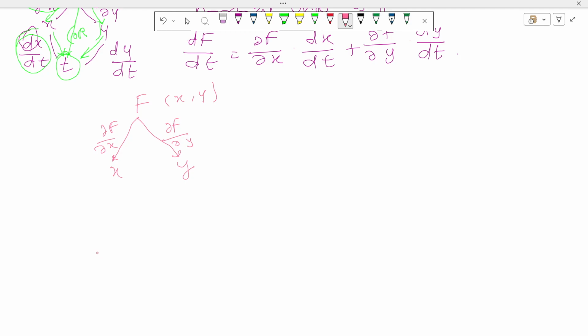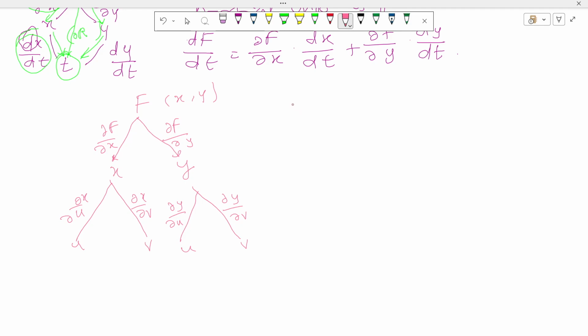Okay, and then x is a function of u comma v, y is also a function of u comma v. At the time we can get dou x by dou u, dou x by dou v, dou y by dou u, dou y by dou v.